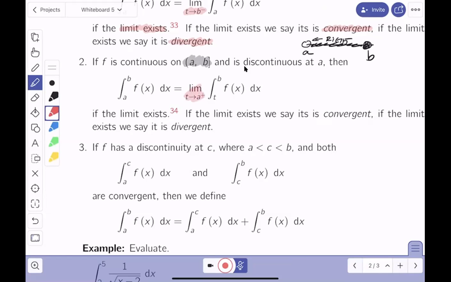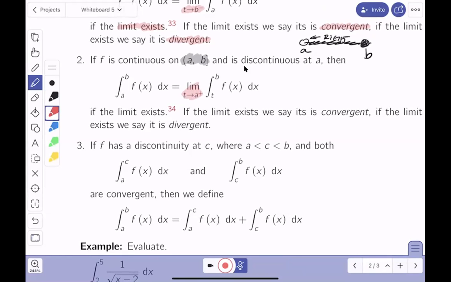All right, so we just rewrite the integral. And again, we'll take examples of that. So we're looking to see if the limit exists. If it does exist, we're going to say convergent. If it doesn't exist, we're going to say divergent.